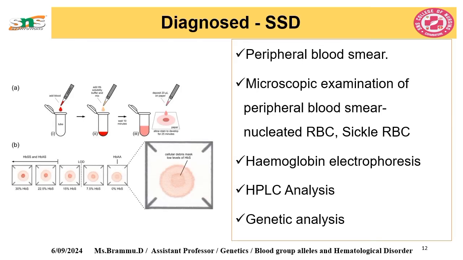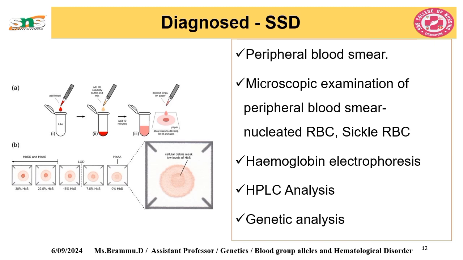So, how can the diagnosis be moved forward? We can plan for microscopic examination such as a peripheral blood smear to find out whether the RBCs are nucleated or in the sickle shape, hemoglobin electrophoresis, HPLC analysis, and genetic analysis to find out the exact reason for developing sickle cell anemia.